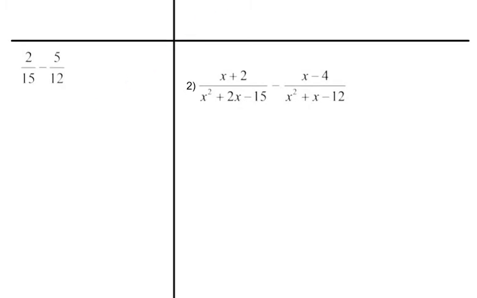So what you do is you actually factor these problems using your multiplication tables and try to find something they share. So when you think about it like that, it's pretty evident that this is 3 times 5, and this one is 3 times 4. And so what they have in common is that 3.